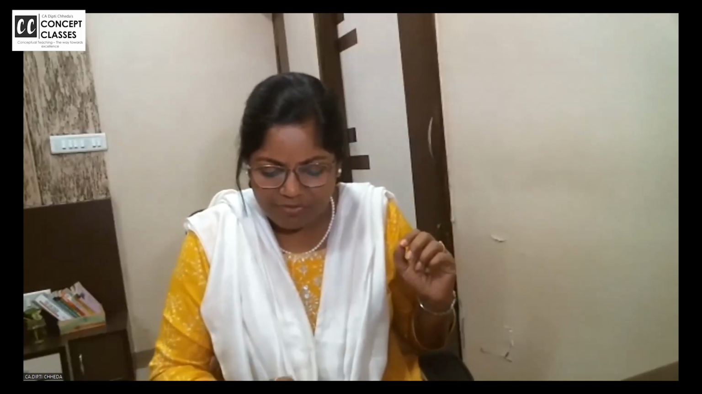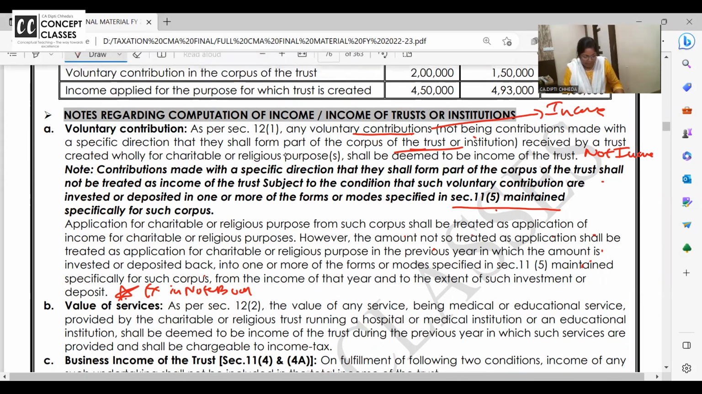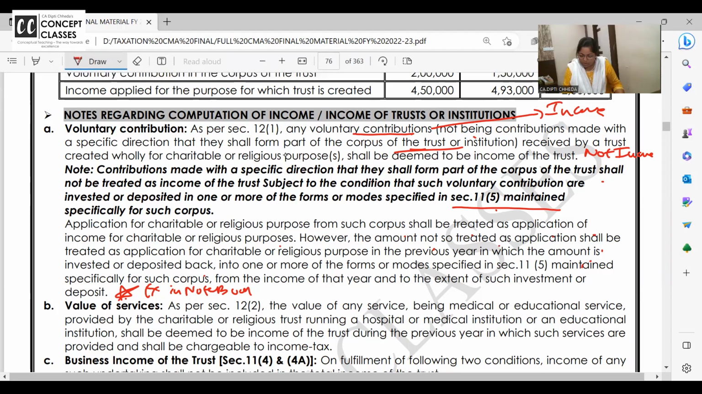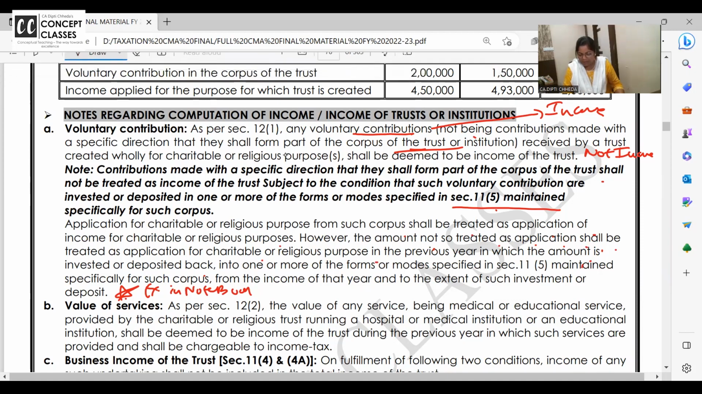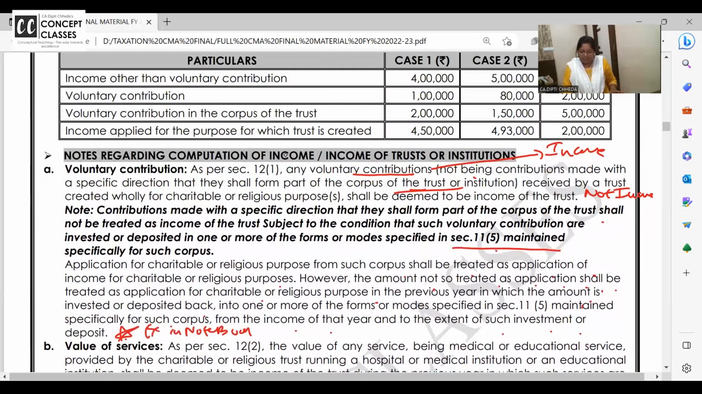Now let us read it from here. इसको पढ़ते हैं फिर से. Application for charitable or religious purpose from such corpus donation shall be treated as application of income for charitable or religious purpose. However, the amount not so treated as application shall be treated as application for charitable or religious purpose in the previous year in which amount is invested or deposited back in one or more modes maintained specifically for corpus, and from income of that year and to such extent of deposit it will be allowed. So this is one of the income.